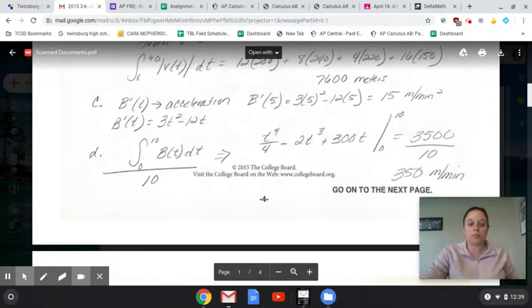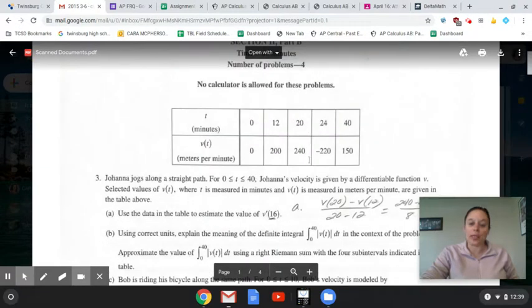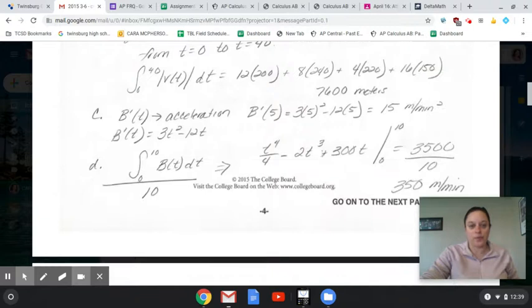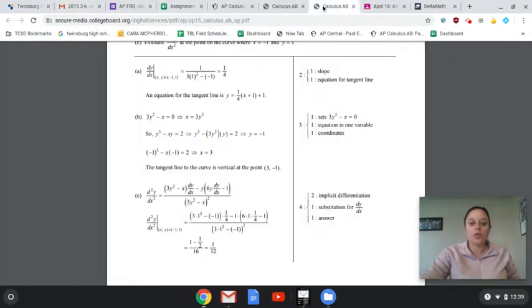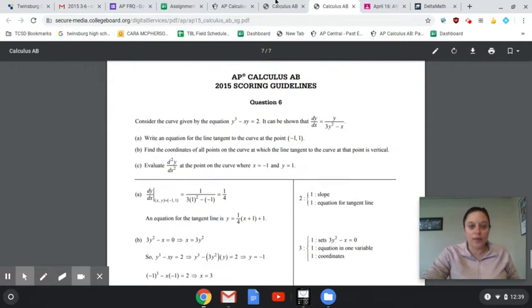And my answer seems pretty legitimate if you compare it to what Johanna was running. Hers were obviously a little bit lower, but she was running instead of riding a bicycle. So I like that my answer seems like it could be the case. So here is my work for that. Where I went too far.